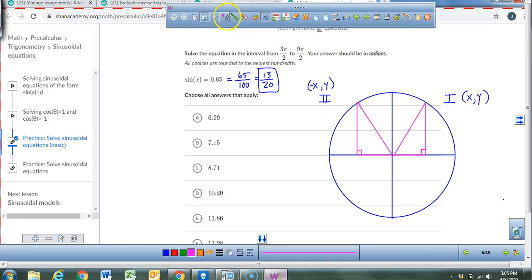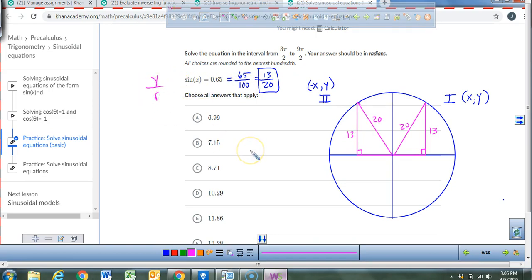There's our triangle. All right, so what does that mean? That means this side is 13 units, this side is 20, this side is 13 units, this side is 20. Just remember, sine is always the y value over the r value, y over r.